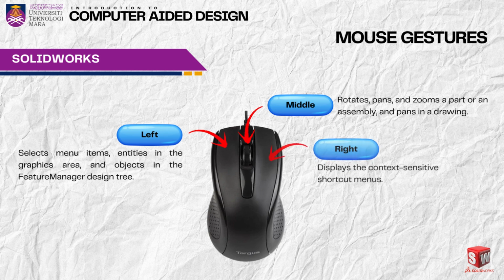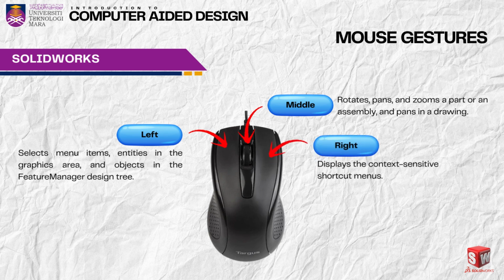Lastly, the right mouse button opens up a context-sensitive shortcut menu. This means the options that appear depend on what you've clicked on. For example, if you right-click on a face, you might see options for creating a sketch or adding a feature. If you're in the middle of a command, the menu might offer quick settings related to that tool. This dynamic menu allows you to access frequently used commands without needing to return to the command manager or main toolbar, making your workflow more efficient.